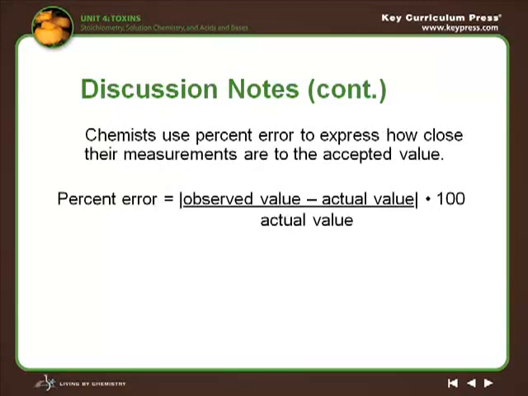When chemists take measurements, they also determine what's called the percent error. The percent error is your observed value, what you observed, minus the actual value. You take the absolute value of those two, divide by the actual.